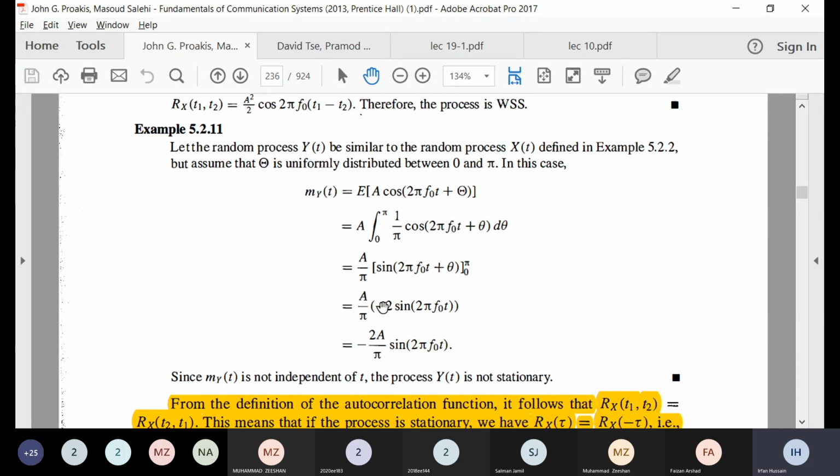Here you can see the mean is dependent on t. So this means this is not a stationary process, because the mean has to be constant, but here the mean is a deterministic function of time.